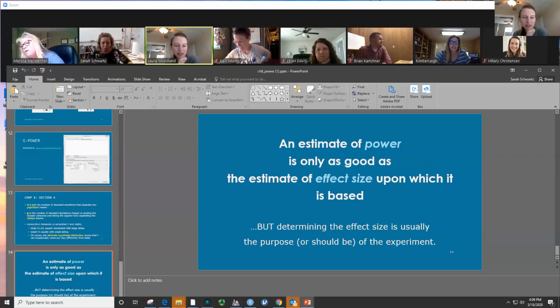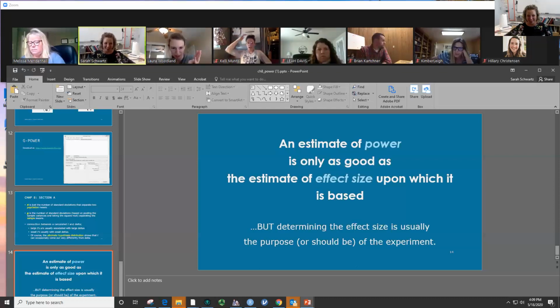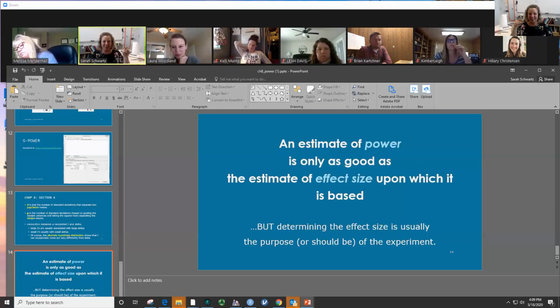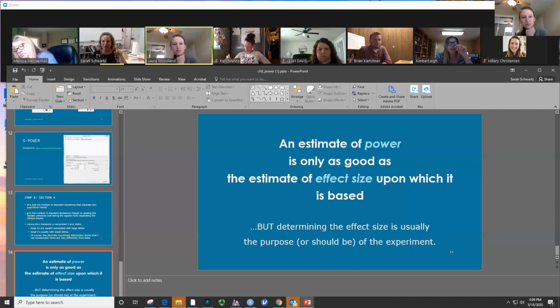I'm still confused. I mean, I understand that the smaller the effect size, the larger the sample size. But it doesn't seem right, and I still don't understand why. Can anyone else give it a go at explaining it? Or is everybody still confused?